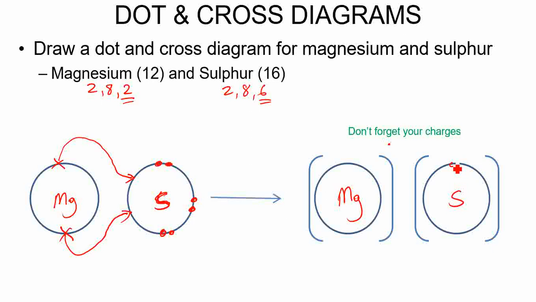And sulfur is now an ion. It will now have that 2 extra electrons, and therefore what charge will it have? So let's go back here. It's going to be 2 plus as it has lost 2 electrons, and it's going to be 2 minus as it has gained 2 electrons.